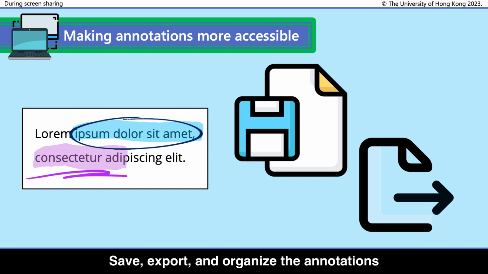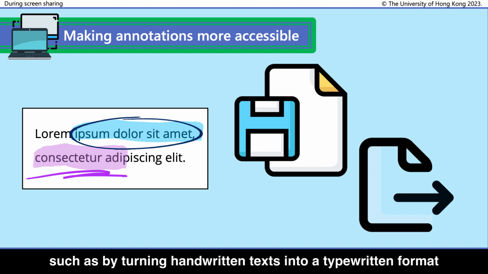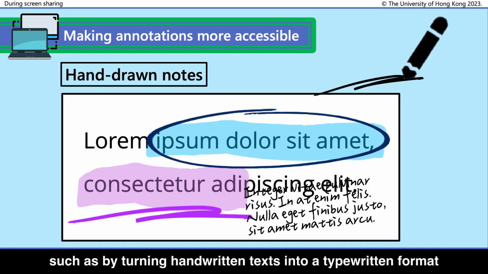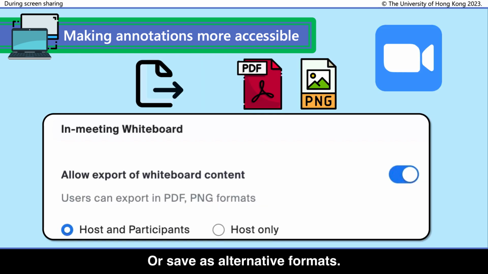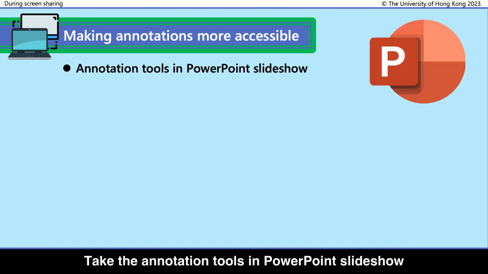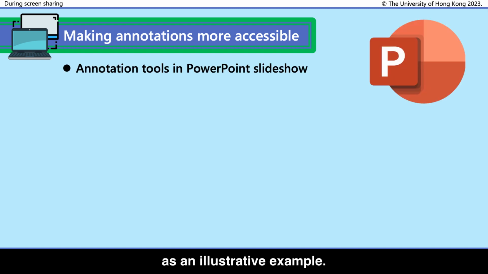Save, export, and organize the annotations in a more accessible format after the class, such as by turning handwritten texts into a typewritten format on the corresponding slides and adding alternative text or image descriptions for hand-drawn notes, or save as alternative formats. Take the annotation tools in PowerPoint slideshow as an illustrative example.